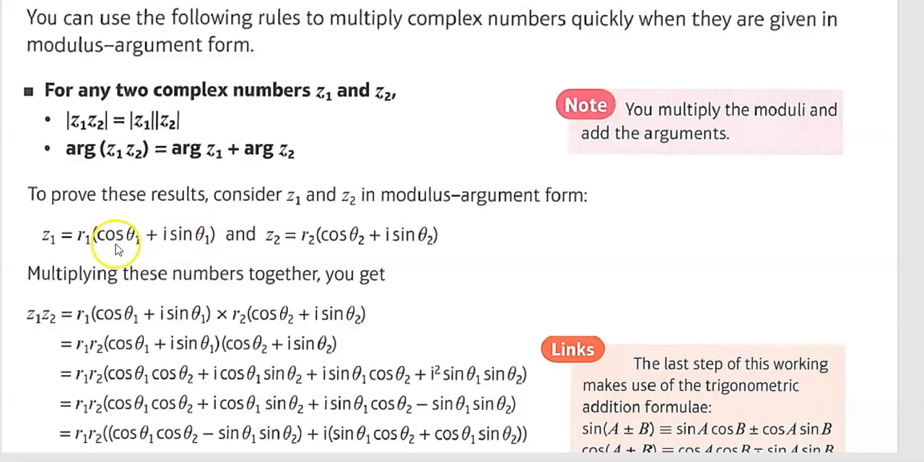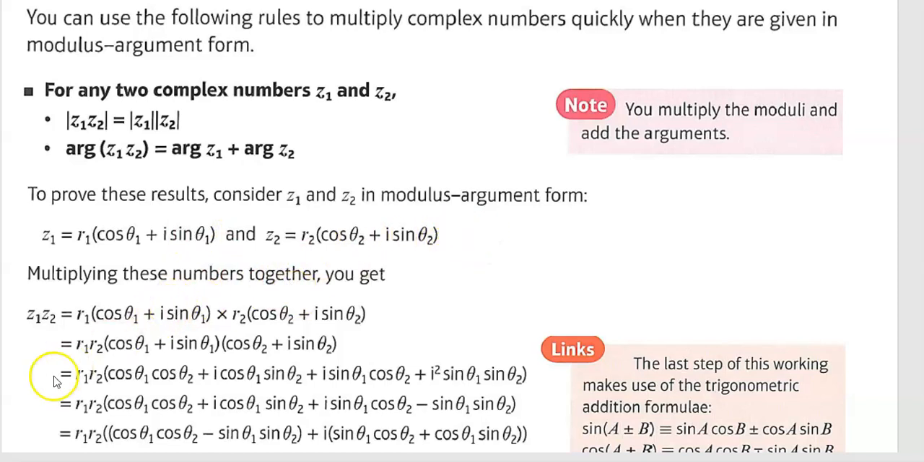So here, for example, if z1 is equal to r1 brackets cos theta 1 plus i sine theta 1, this is modulus argument form. The argument is the angle theta, normally in radians, and the modulus is the r1. Likewise, if z2, another complex number, is r2, so this is a modulus, cos theta 2 plus i sine theta 2, theta 2 is the argument here. So both these z1 and z2, these two complex numbers, are in modulus argument form.